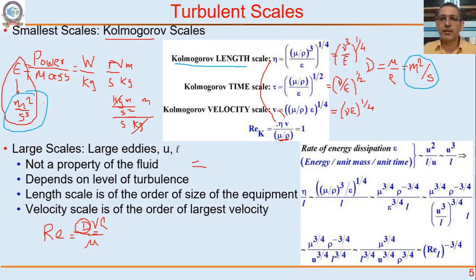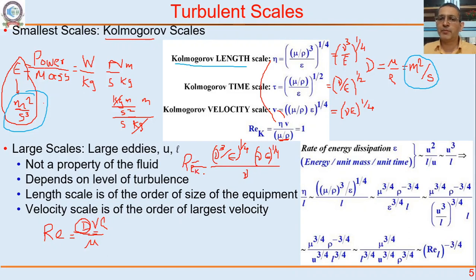Kinematic viscosity nu, the Kolmogorov length scale eta is nu cube by epsilon raised to 1 by 4, multiplied by velocity. Velocity is nu into epsilon raised to 1 by 4, divided by mu by rho, which is nu. That's our Reynolds number for the Kolmogorov scale, Re_K.